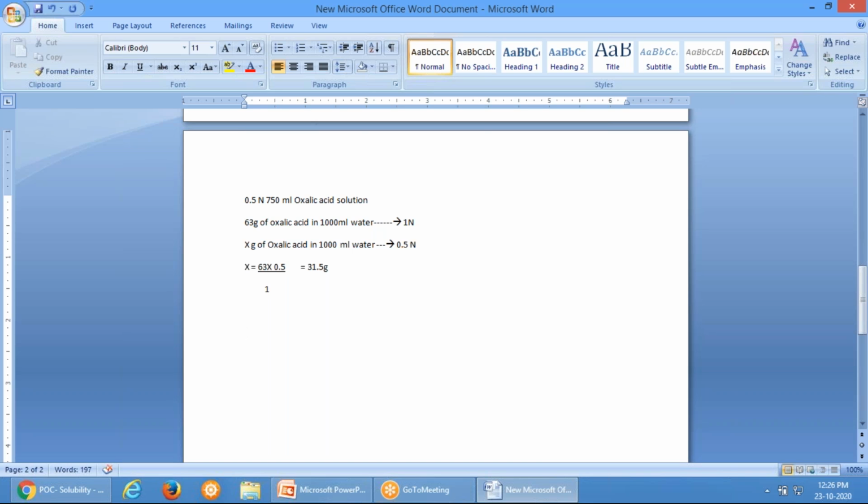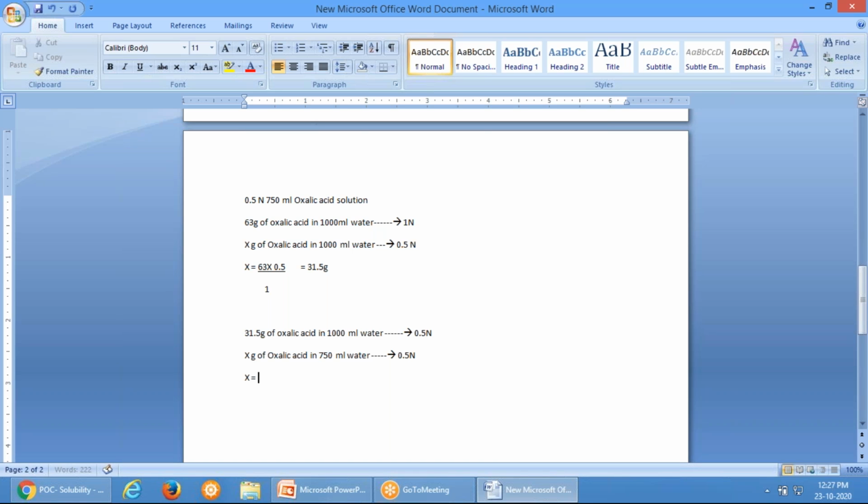So 31.5 grams of oxalic acid in 1000 ml water gives you 0.5 normal solution. Again, X grams of oxalic acid in 750 ml water gives you 0.5 normal, so the 0.5 will be cancelled.